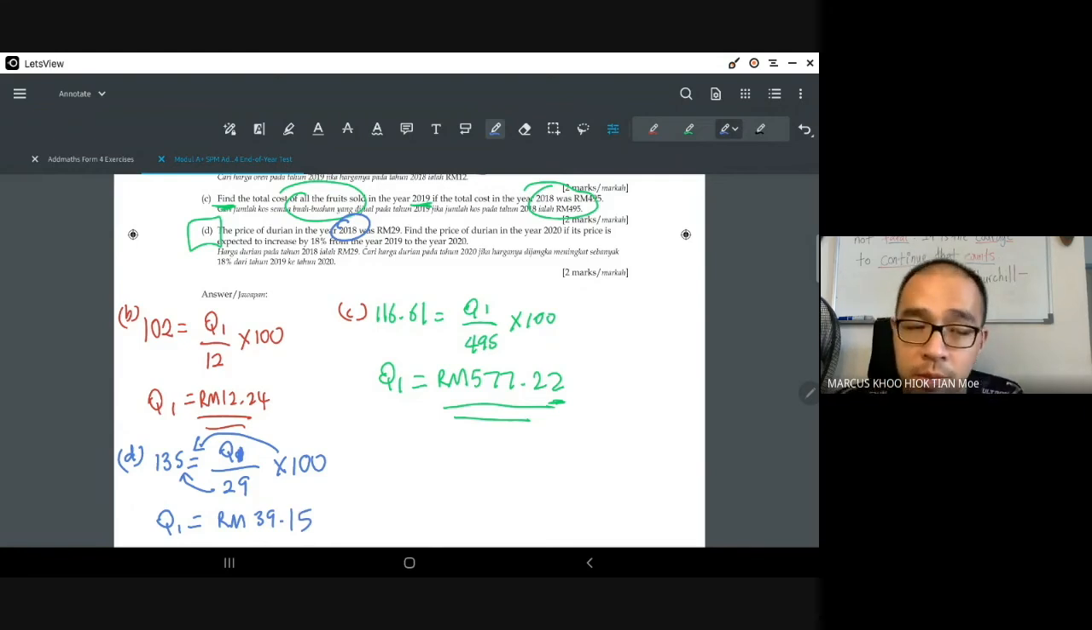Wow, Olivia, you must be able to know how to do this. Okay, this is very basic maths. Please. Okay, so 39 ringgit and 15 cents. But that is in 2019.